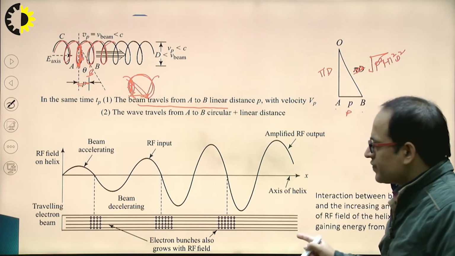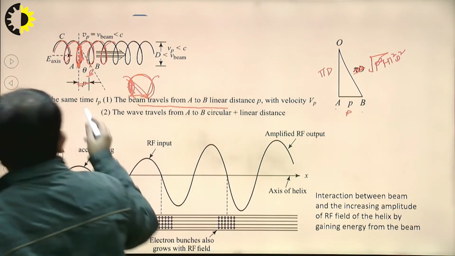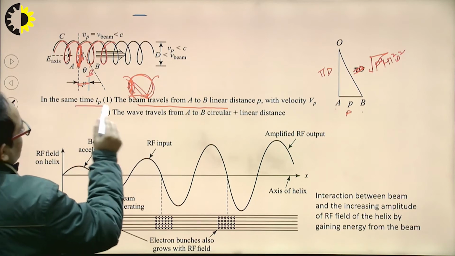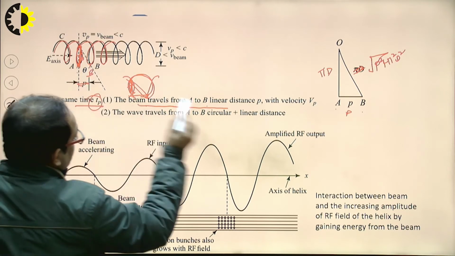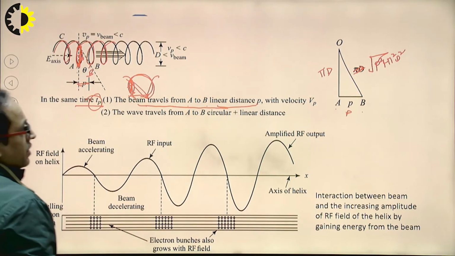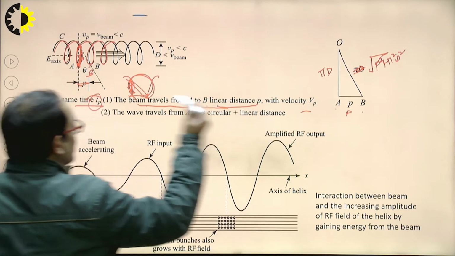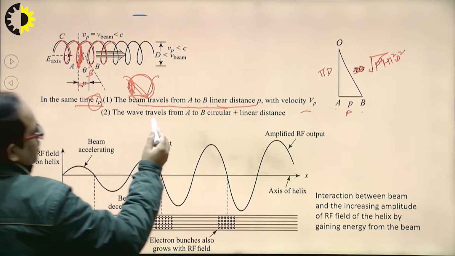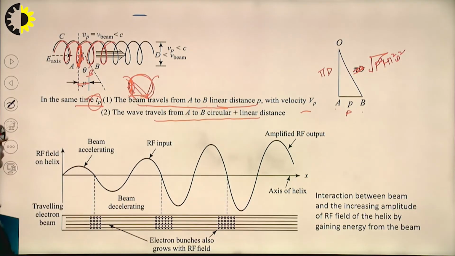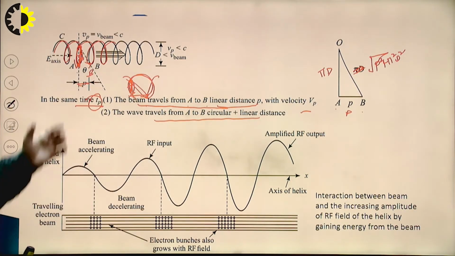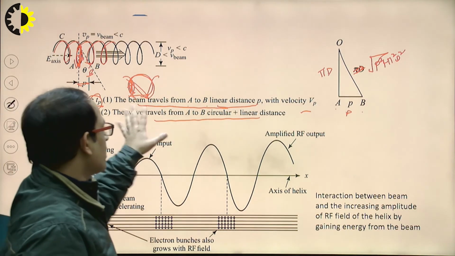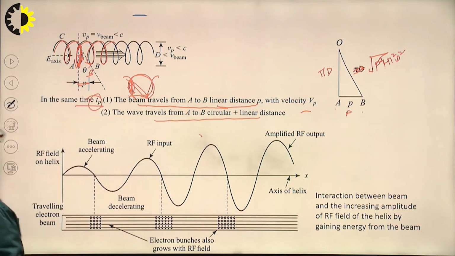Now from the above figure you will see that in the same time, the wave travels from A to B, a linear distance P, with the velocity of Vp, but the electron travels from A to B in a circular distance. So there is also a relation between the velocity of the electron and the velocity of the wave traveling. Clear?